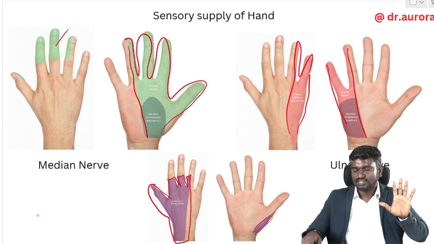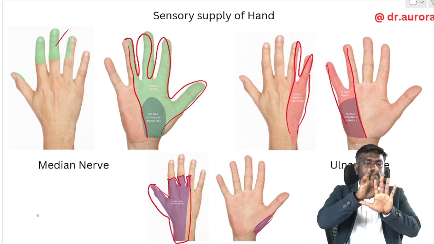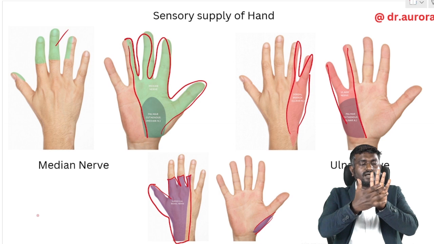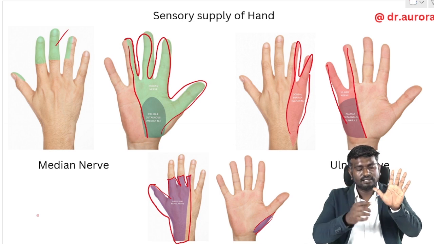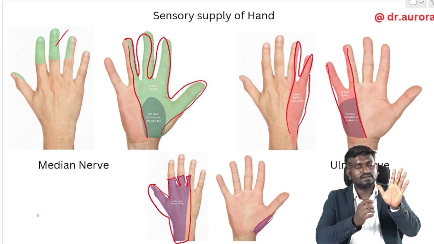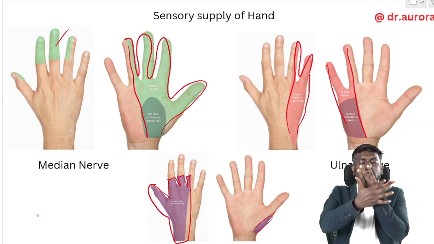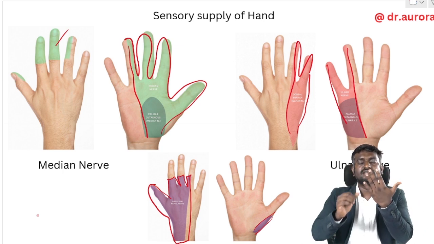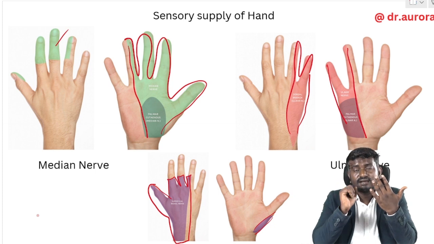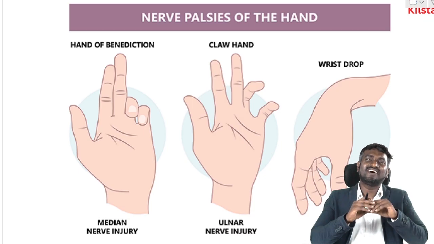So no confusions. Once again, 3.5 is supplied by median, 1.5 front and back is supplied by ulna. This region is going to be by radial nerve, and this remaining part is supplied by radial nerve. That's it. Palsies of the hand.